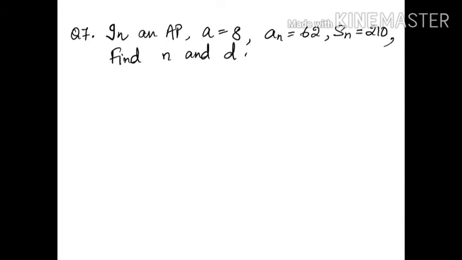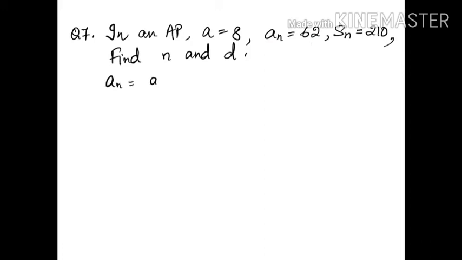Question number 7. In an AP, the first term is 8, the nth term is 62, and the sum of those n terms is 210. Find n and d.